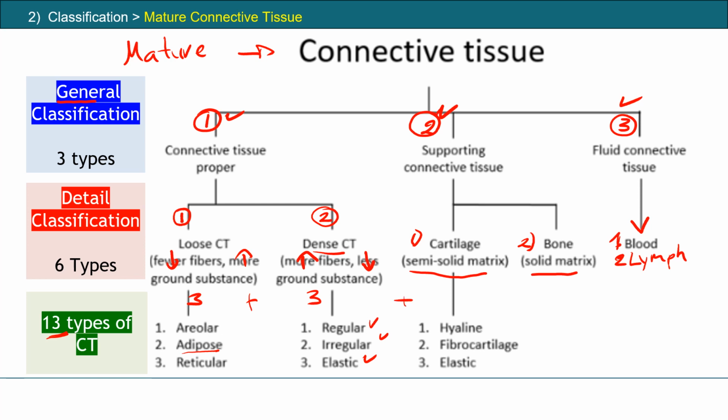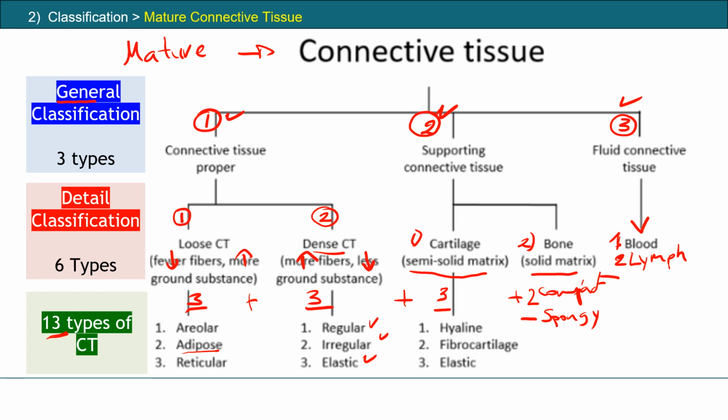And finally, we will have two more groups that are the cartilage, that there will be three more, and the bones, that they can be compact and spongy. So in other words, we are studying 3, 6, 9, 11, and here two more, 13.